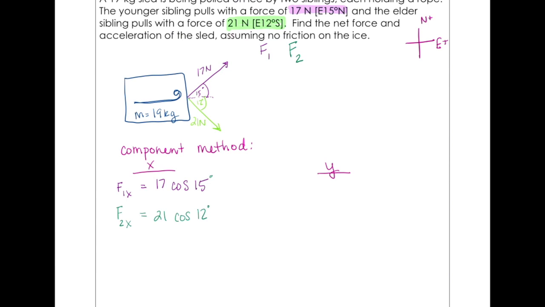Okay, and then so we're going to add those together. And then for the y side of it, for the first, it's going to be 17 times the sine of 15 degrees. And then for the f2 of y, that's going to be 21 times the sine of our angle, which is 12 degrees.